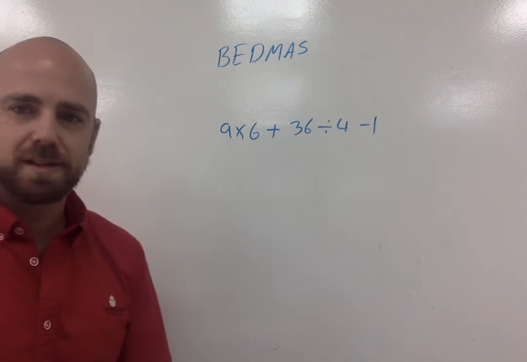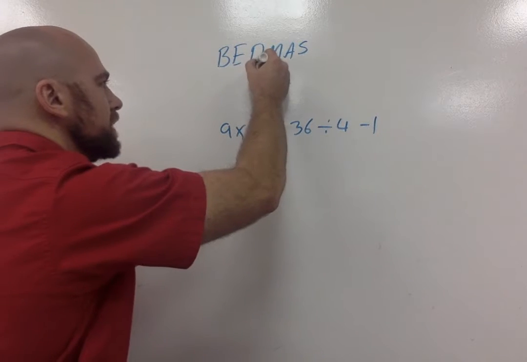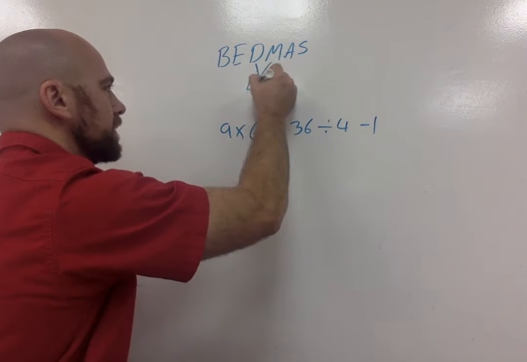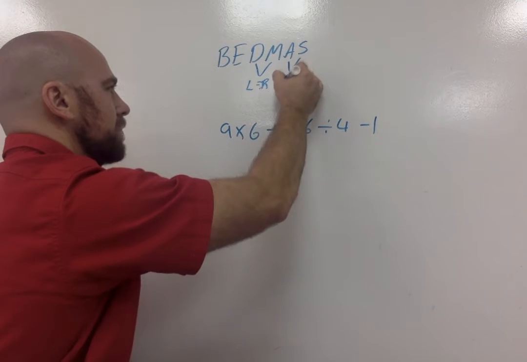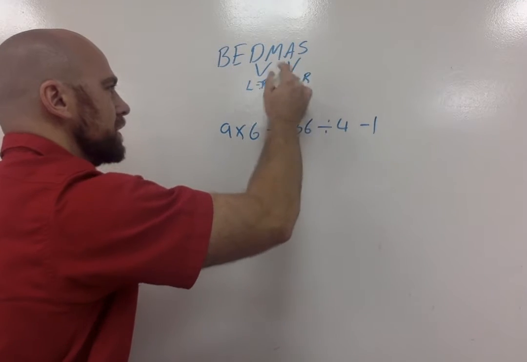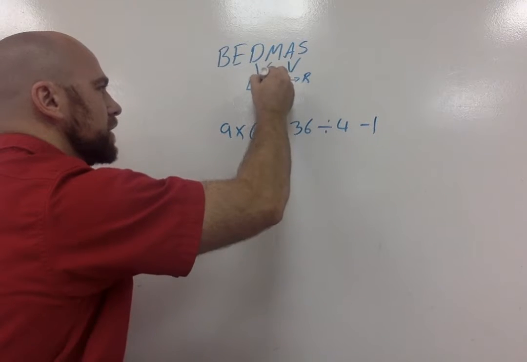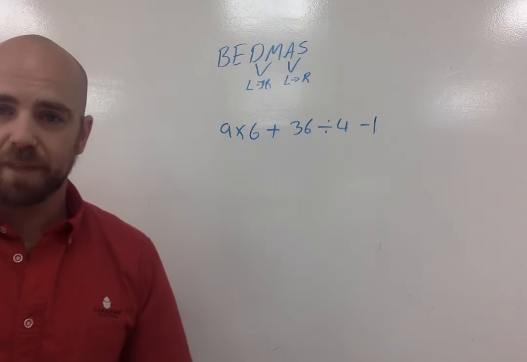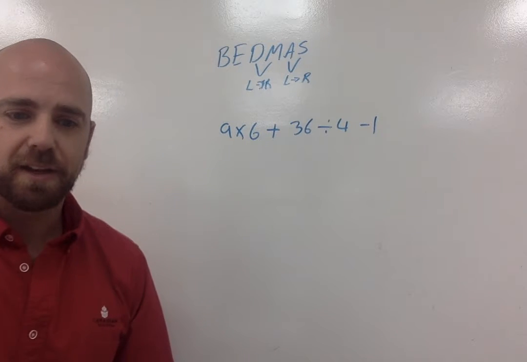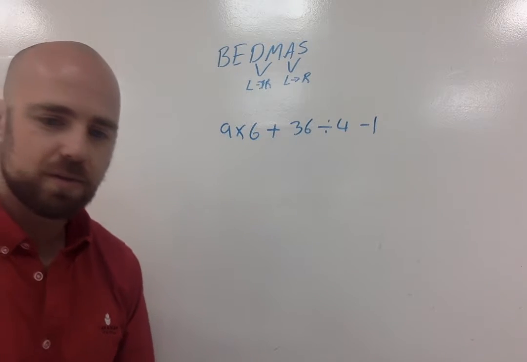So we have brackets, exponents, multiplication and division happening from left to right, and addition and subtraction happening from left to right as well. So whichever comes first, it doesn't necessarily have to be one over the other. Okay, so pause the video, get your answer, and then we're going to come back to it right away.